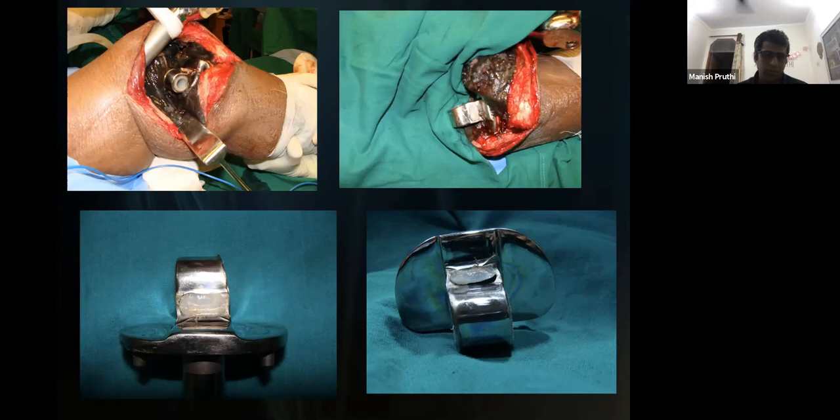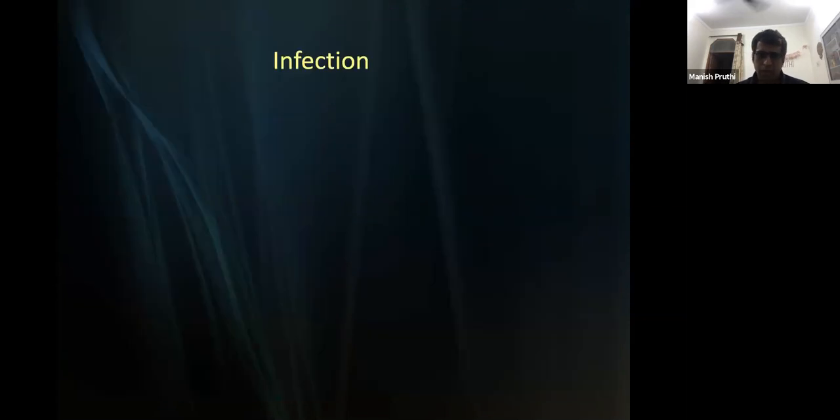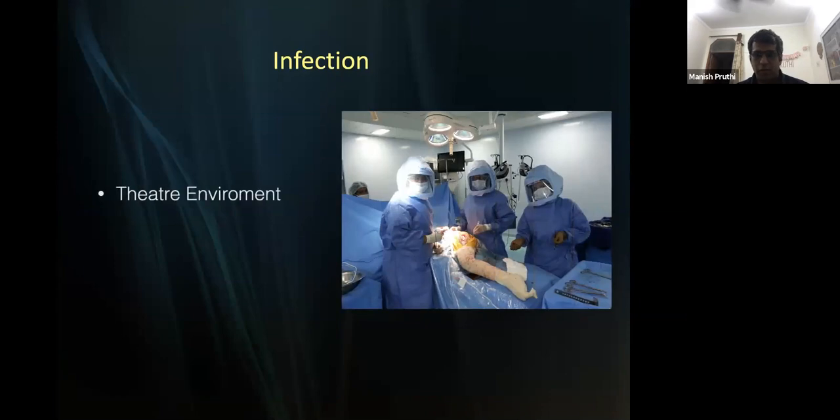The other problem that we can face is infection, but for that we need to have a very good theater environment, laminar flow, and take all the precautions. Then the infection rate should be less than 1%.